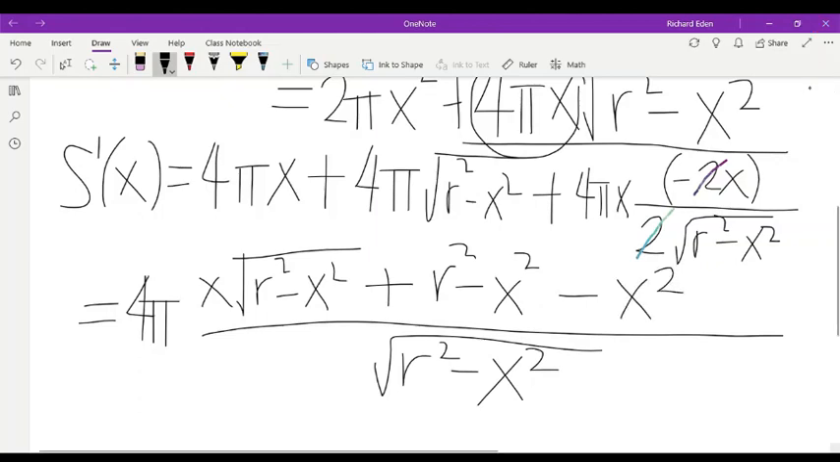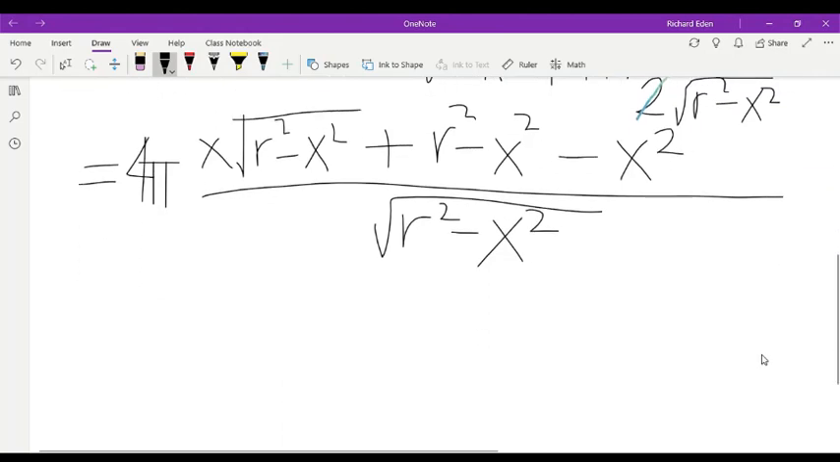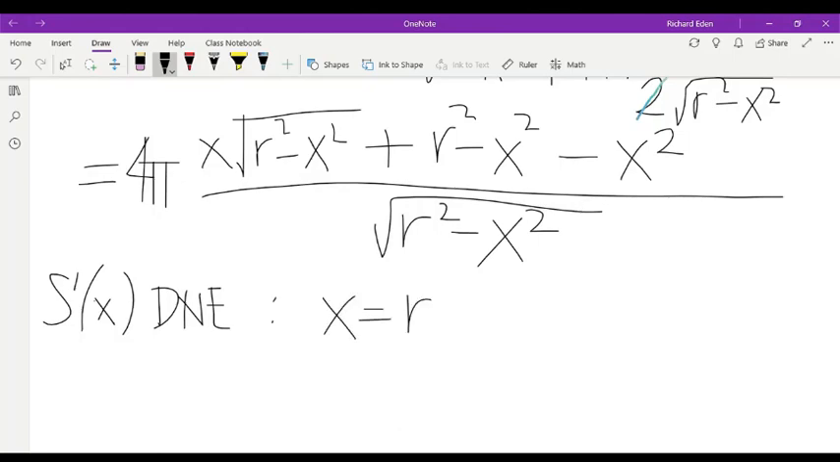So now, do not forget that there are two types of critical numbers: those which make the derivative 0 and those which make the derivative undefined. If s prime of x does not exist, the only way that's going to happen is if the denominator is 0, and that's only going to happen when x is equal to small r, which happens to be one of the endpoints. So it turns out there's nothing new so far to be added to the evaluations.